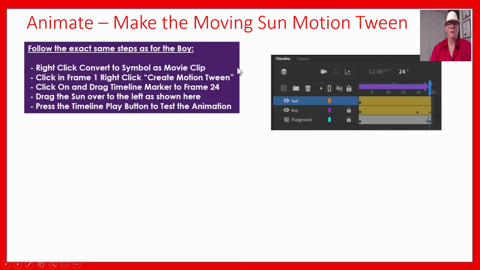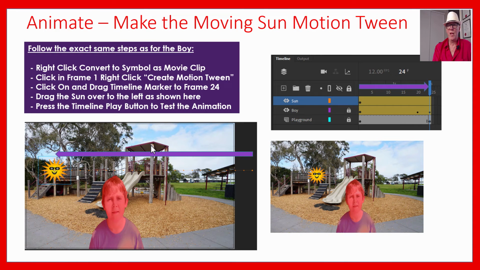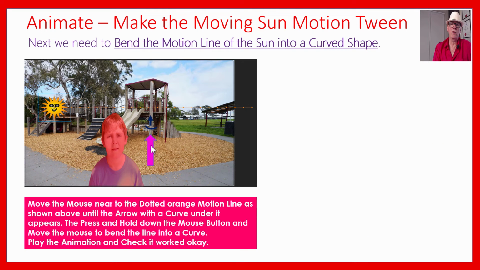All right, so let's do that again. I'm going to convert it to symbol as a movie clip. Click in frame 1, then create your motion tween. Remember, we had to make the timeline marker go to frame 24, drag the sun over to the left, press the play button to test it, and the sun should move straight across the page, just like the boy did. So that's what we're going to do there. Then we're going to make the sun go up in the sky instead of staying down in the playground. How you do that's quite easy, although it's very hard to see on this screen.